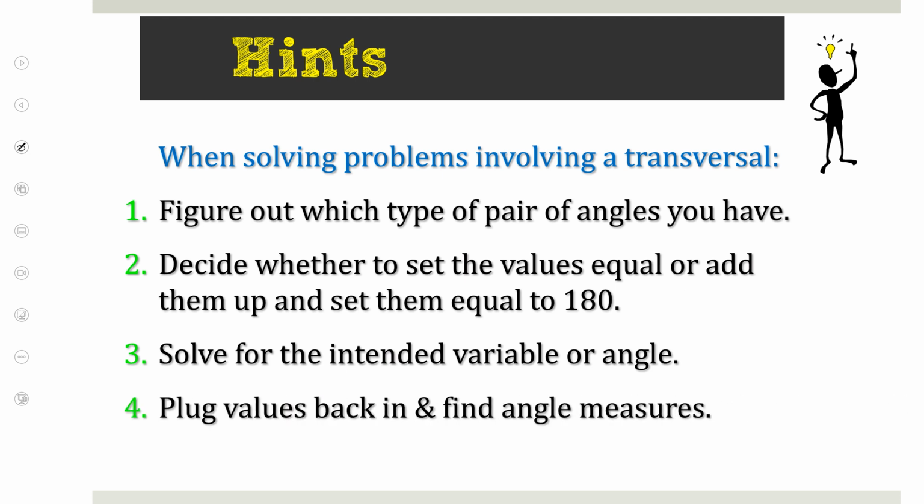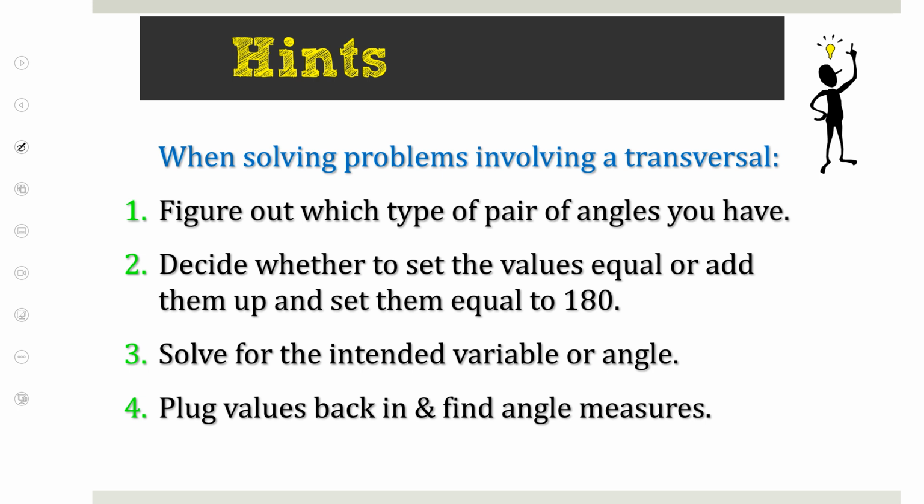Now, what does that mean? You're going to be given 2 angles. The first question you should ask yourself is, what kind of angles are they? Are they alternate interior? Are they same side exterior, et cetera? Step 2, you only got 2 choices. Are they equal, or do they add up to be 180? In other words, are they supplementary?